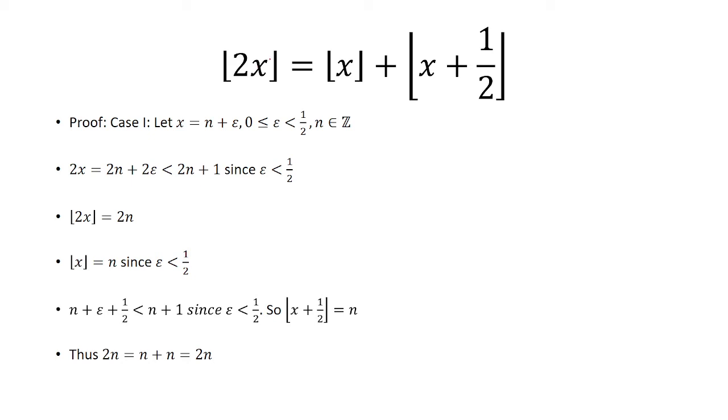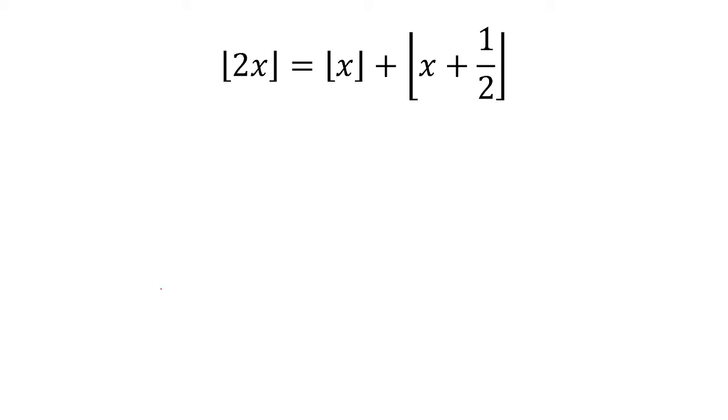Thus, the left side of the equation is 2n, the floor of x is n, the floor of x plus 1/2 is also n, so n plus n is equal to 2n. And so the two sides are equal. Now for case 2, we're going to assume that epsilon is between 1/2 and 1.